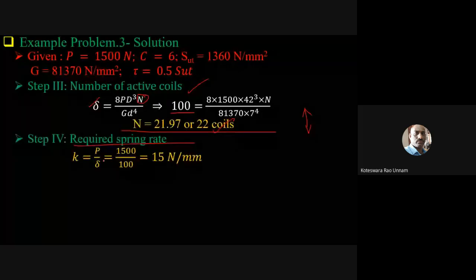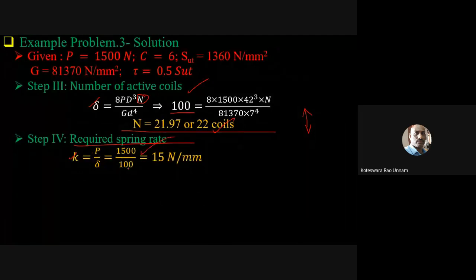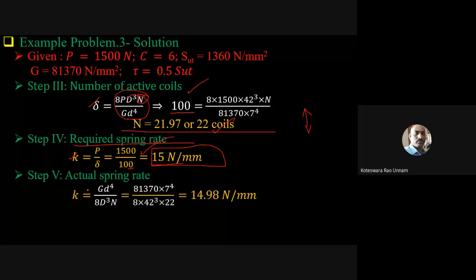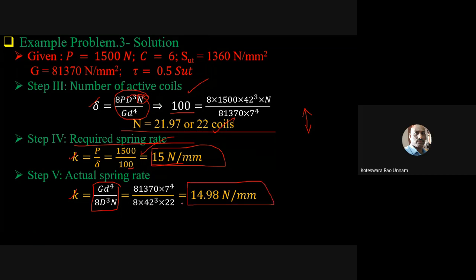Required spring rate is nothing but k equal to P by delta. We are applying a load of 1500 newtons and delta is 100. So required is 15 Newton per mm. But what is the actual spring rate? The actual spring rate is calculated based on the parameters of the spring. This is the formula for stiffness of the spring, which is G d power 4 by 8 D cubed n. If you substitute all those parameters, it comes out as 14.98 N per mm.